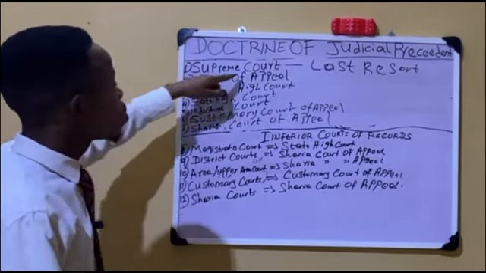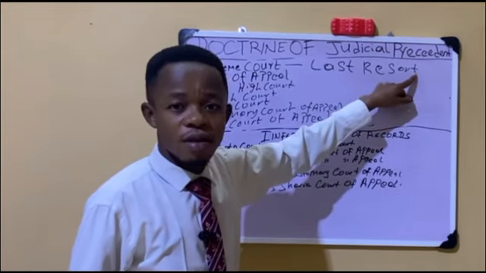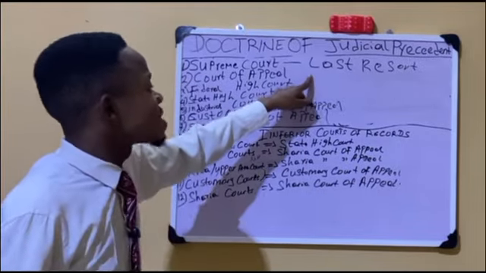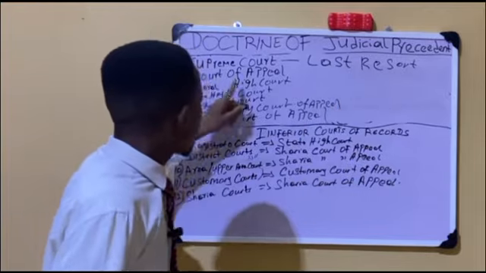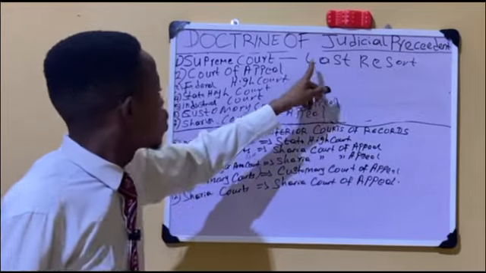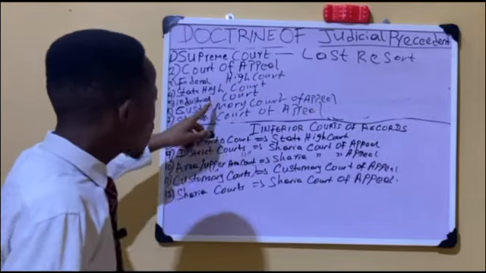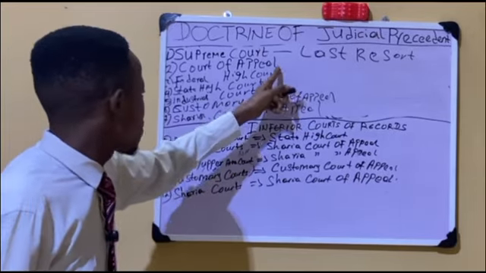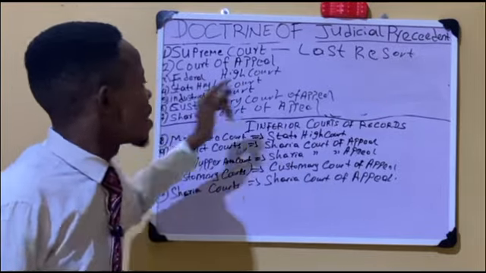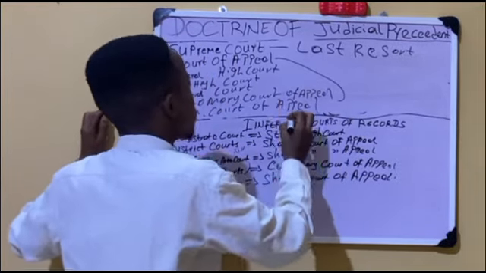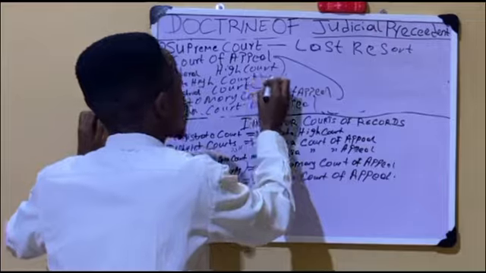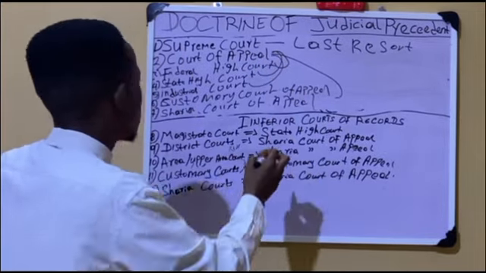So whatever Supreme Court decide is final. Whatever Court of Appeal decide is subject to Supreme Court. Whatever Federal High Court decide is subject to Court of Appeal. Whatever State High Court decide is subject to Court of Appeal. Whatever Industrial Court decide is subject to Court of Appeal. Whatever Customary Court decide is subject to what? Court of Appeal. Subject to Court of Appeal.